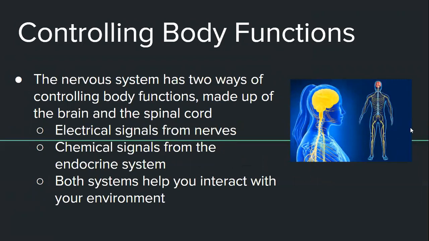The nervous system has two ways of controlling body functions: electrical signals from nerves and chemical signals from the endocrine system. Both methods help you respond to your environment. Remember, our electrical signals come from our nerves, including our spinal cord, traveling all the way, and are controlled by our brain. Chemical signals come from the endocrine system. Some chemical signals also include hormones. Some chemical signals are going to make us hungry. Some of them are going to make us full. Some of them are going to make us thirsty, things like that. They allow you to interact with your environment.